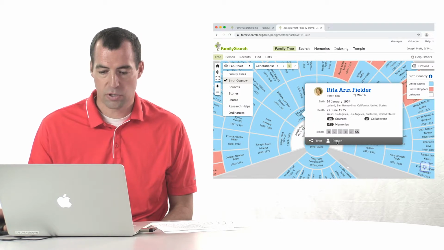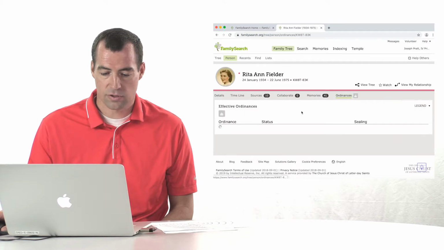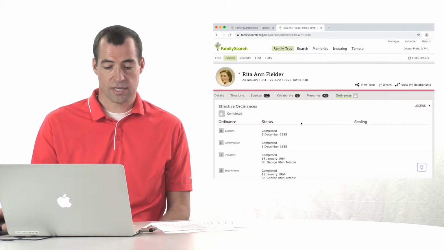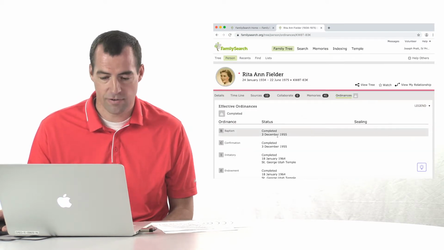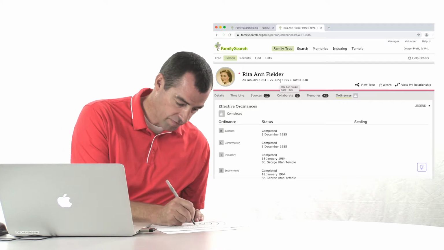And we can look at her person page. And then if we look under ordinances, I can learn a little bit about when she joined the church. So you can notice that she was baptized in 1955. So she was 21 at the time. And so I can mark her on my chart as having been a convert.